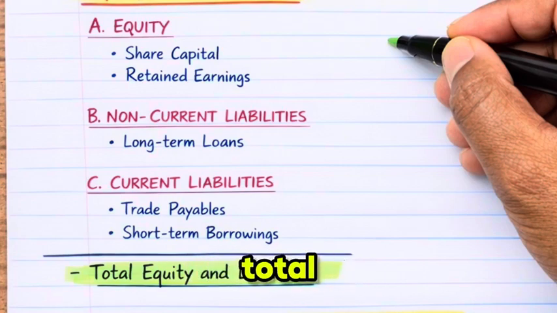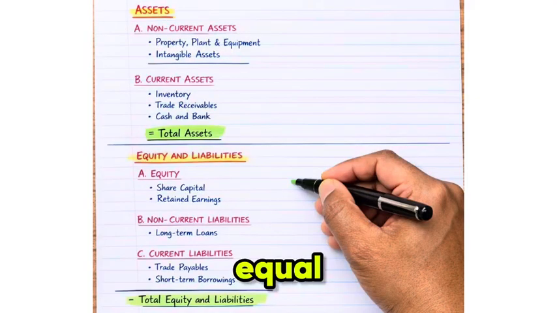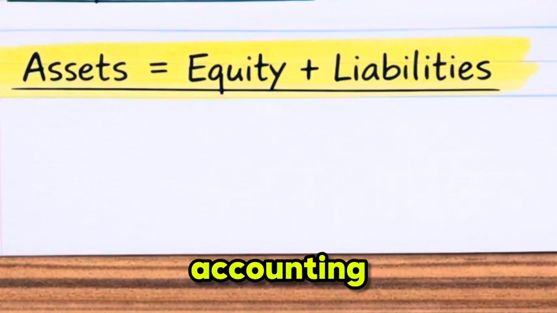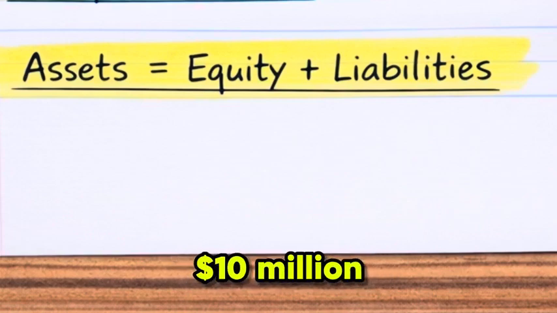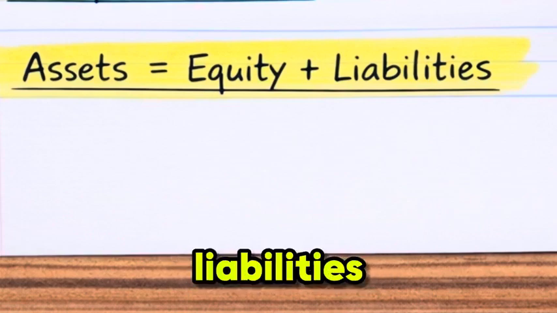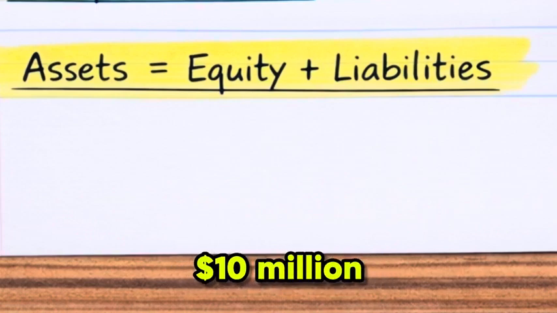So this total, the total of equity and liabilities, should be equal to your total assets if everything is correct. This is your check, and that is why we call it the balance sheet. Why does it have to balance? It has to balance because the accounting equation says assets is equal to equity plus liabilities. So if your asset is $10 million, then your equity and liabilities must be $10 million.